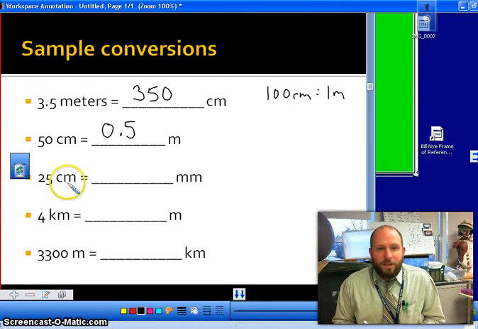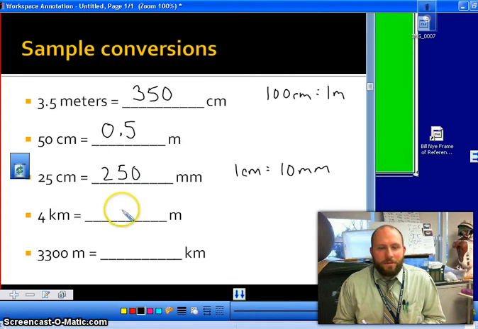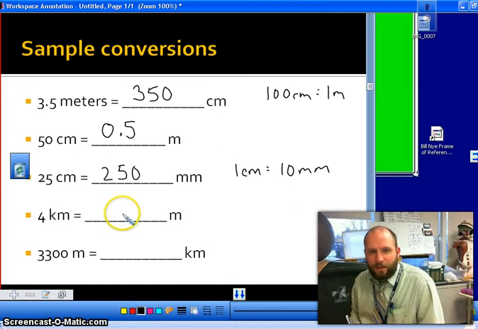25 centimeters. Now this one's a little bit of a trick. We have to go from centimeters to an even smaller unit, millimeters. So you say to yourself, 1 centimeter has 10 millimeters. So 25 times 10, 250 millimeters. Nice.